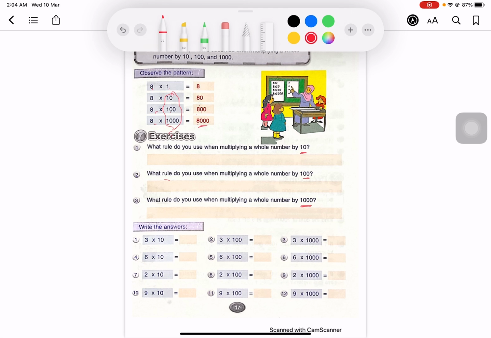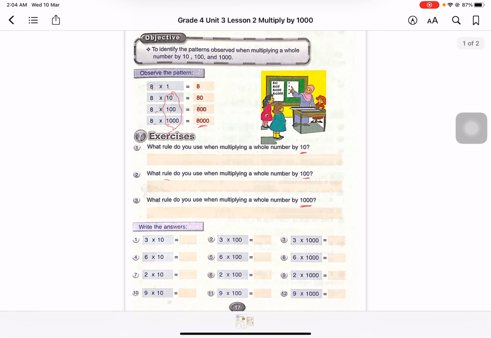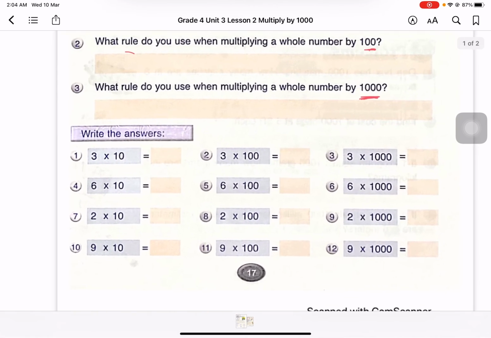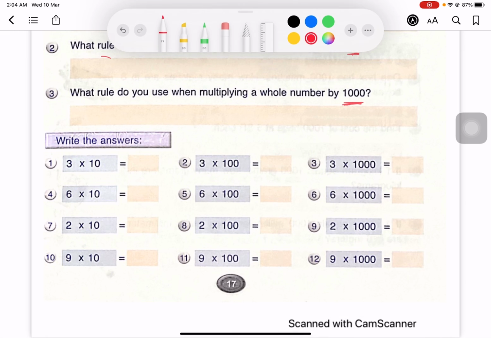Now they said, write the answers for this part. Here they said, for example, write the answer. They said 3 by 10, 3 by 100, 3 by 1000. You need to continue the pattern. Here you should look at what numbers you are multiplying. You are multiplying 3 by 1, the answer is 3, drop 1 zero. 3 by 1, 3, drop 2 zeros. 3 by 1, 3, drop 3 zeros. So the answer is 3000. I need to put a comma here, okay?